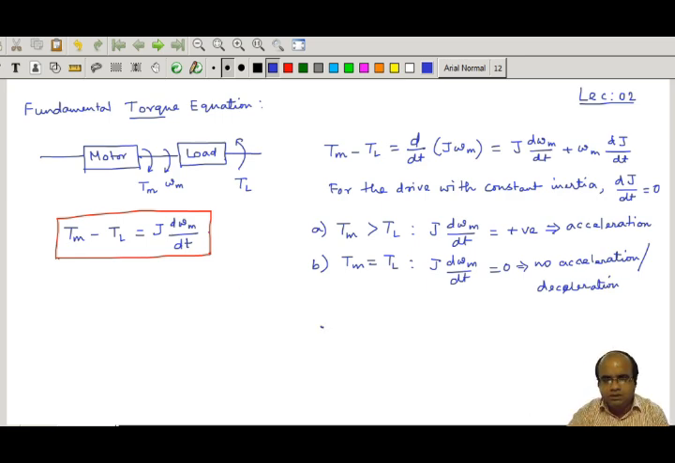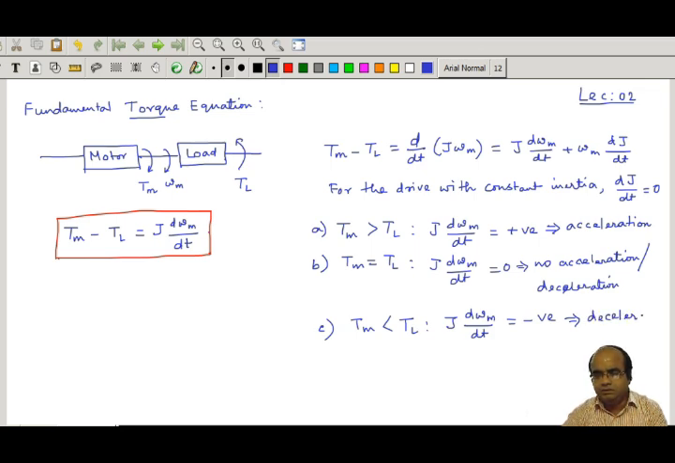Now number C: if the motor torque is less than load torque, that is J d omega m/dt is negative, this stands for motor decelerates. Deceleration. Okay, these are the three basic criteria of the relationship between the motor torque and the load torque of the motor load system.